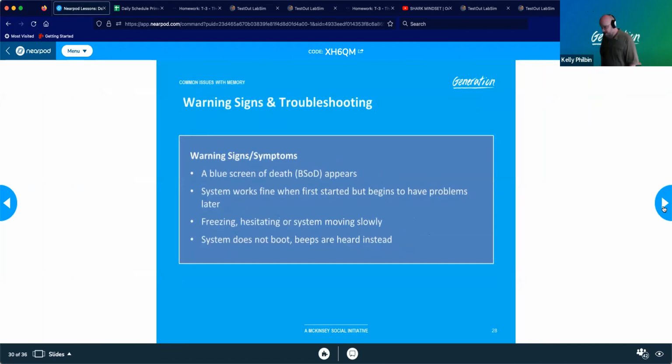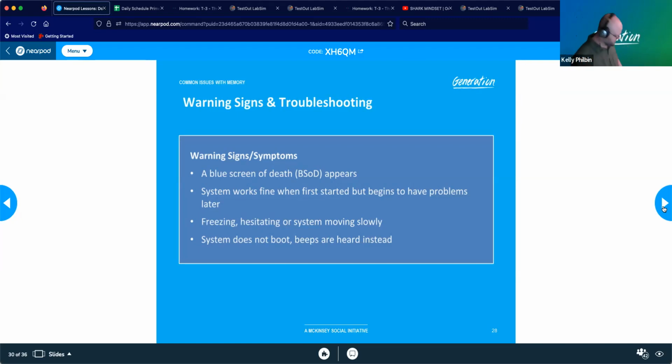So other warning signs that we may get: BSOD error, or blue screen of death. Anybody here ever got that one? Anybody here ever got that one more than 100 times? Yep. Now, blue screen of death is really nice because it gives you an error code. That error code will tell you what the error is and where your problems are. So please pay attention to that as it's loading if you're getting one of those.